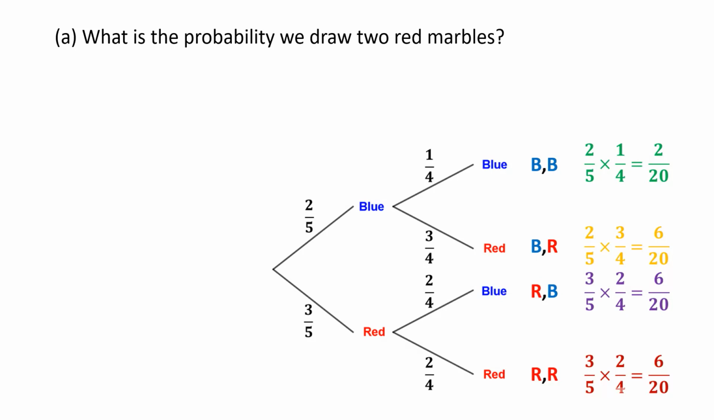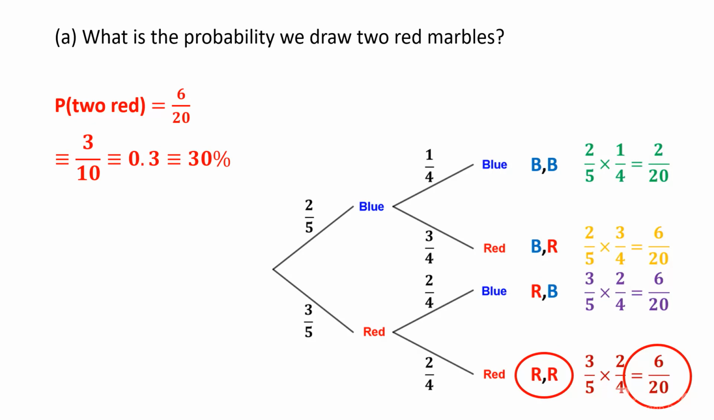Part A, what's the probability we draw out 2 red marbles? Well, the only option out of the 4 is this one, 2 red. We've already calculated the probability, so the answer is 6 chances out of 20, or you might prefer to simplify it to 3/10, 0.3, or 30%.